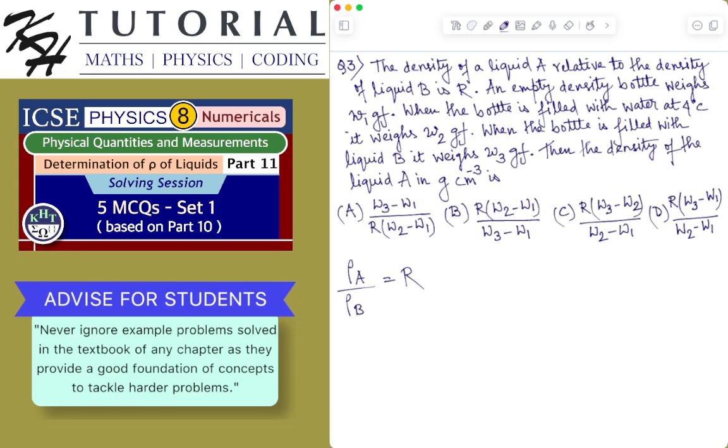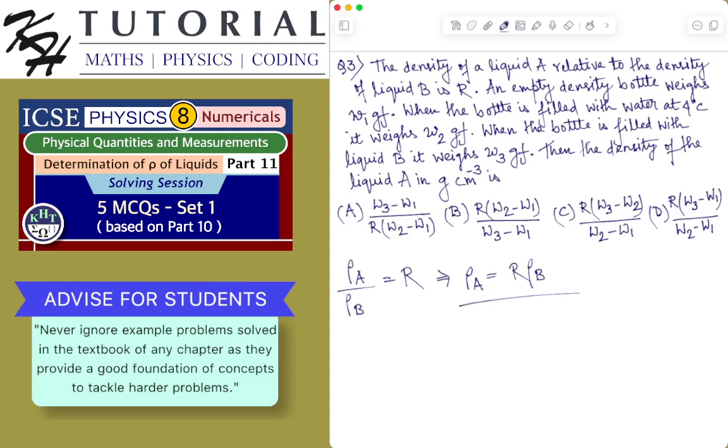Ultimately, we have to find the density of liquid A. So it will be better if we find rho A in terms of rho B. So rho A will be R into rho B. This is one relation we got. What else? An empty density bottle weighs W1 GF, which means the mass of the empty density bottle is W1 gram.